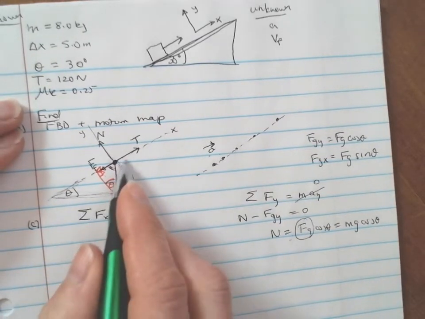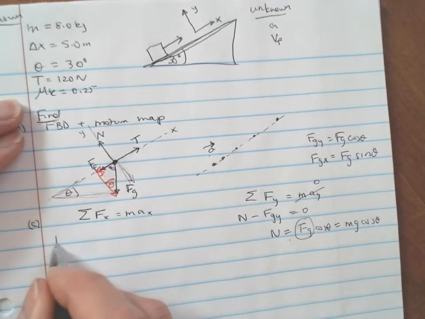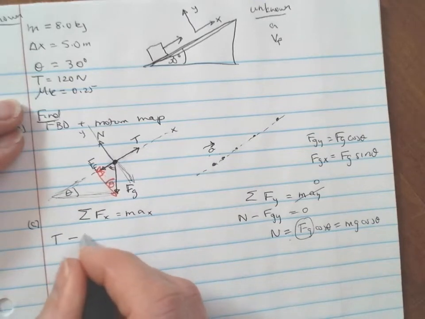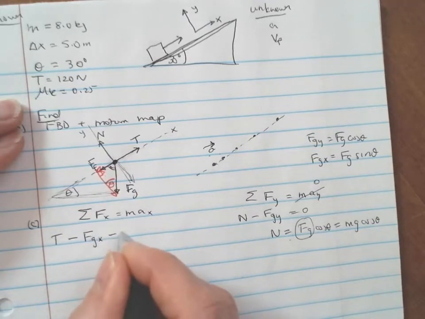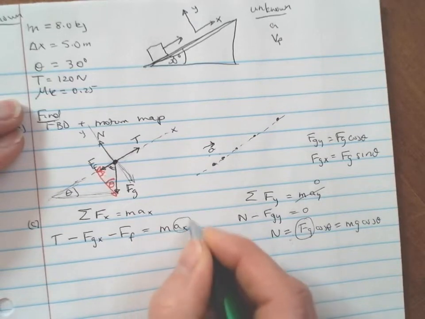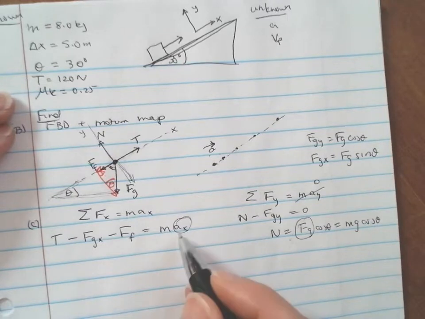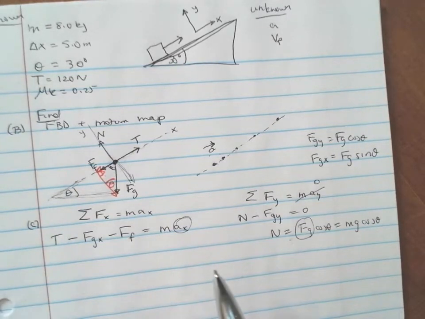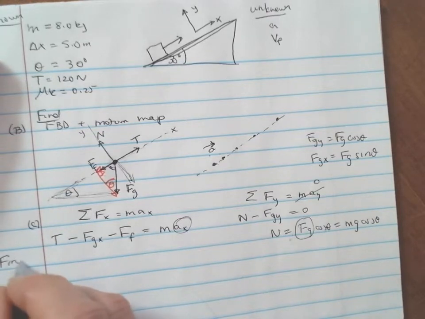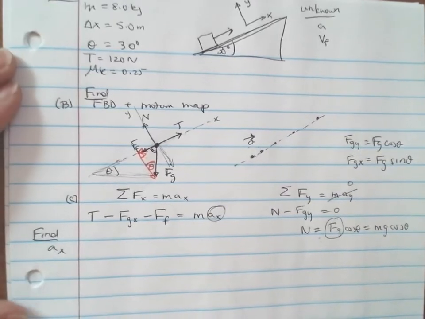Okay, so then we go back over to the x equation. Again, we look at what is acting in the plus x direction, that's tension. In the negative x direction, I have friction and the x component of gravity, so I'm going to have minus FGX and minus the force of friction equals MAX. And this is what we're trying to find. Right, that's our, yeah, I didn't put it in there, oh my goodness, find acceleration in the x direction.